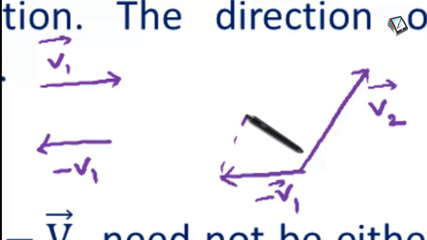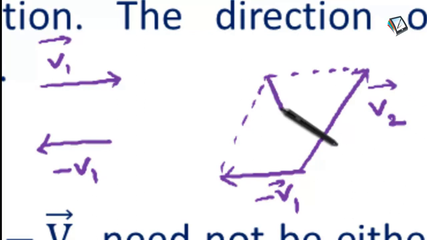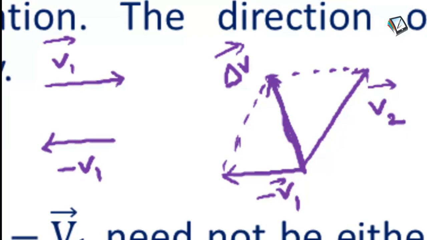So by completing this parallelogram, we can find the sum of v2 and minus v1, which will be equal to the change in velocity. So you can see here that this change in velocity, which is delta v, is neither along v2 nor along v1, because change in velocity can be in any direction. Alright, so that is what it is written here.